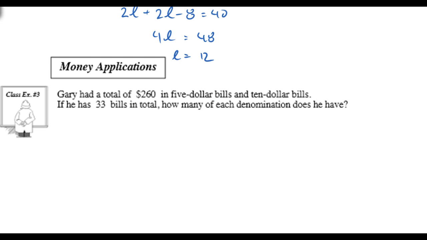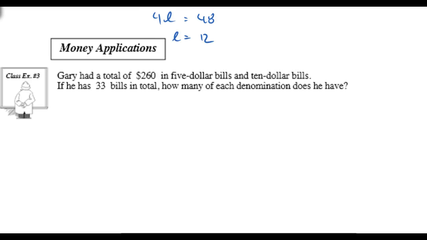All right, money problems. You're going to get a lot of money problems, and it does help to form a system in order to solve these types of problems. So let's go ahead and do this. Gary had a total of $260 in $5 bills and $10 bills. That's the first sentence that we're going to have to turn into an equation. And then he says, if he has 33 bills in total, how many of each denomination does he have?